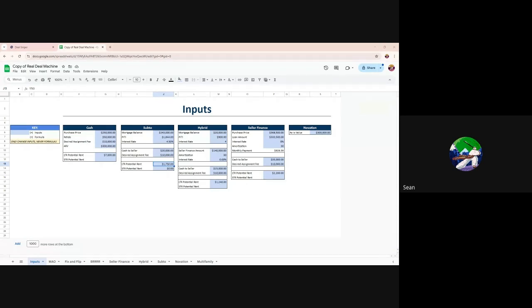Text me the address. Yep, I'll take a look at it. Will do. Copy paste. Okay, I just sent it to you. It's kind of funny you mentioned homestead buyer, and then look what I sent you. That's funny.